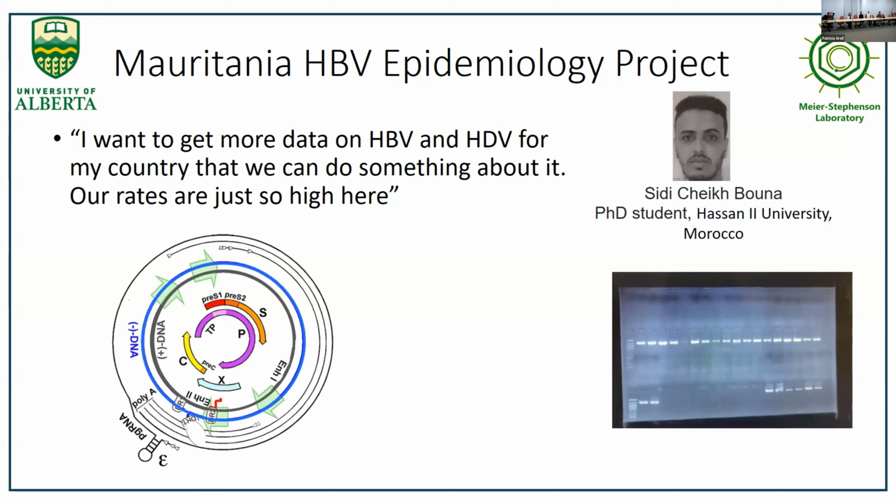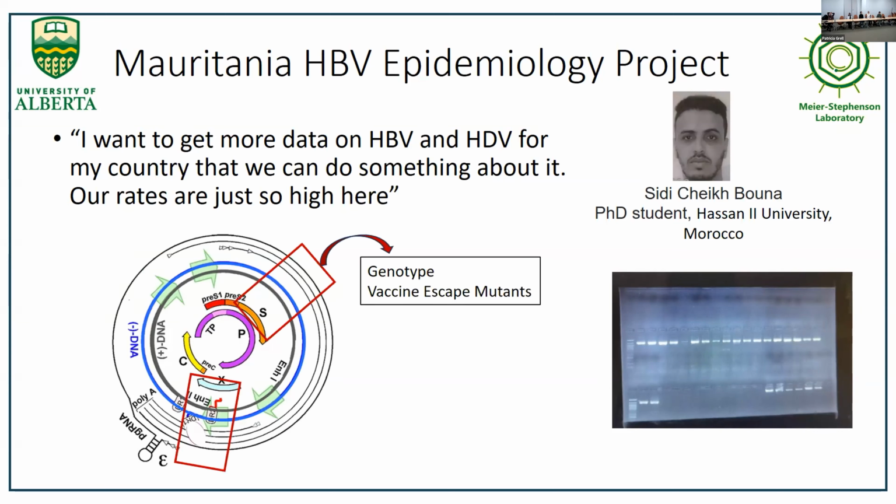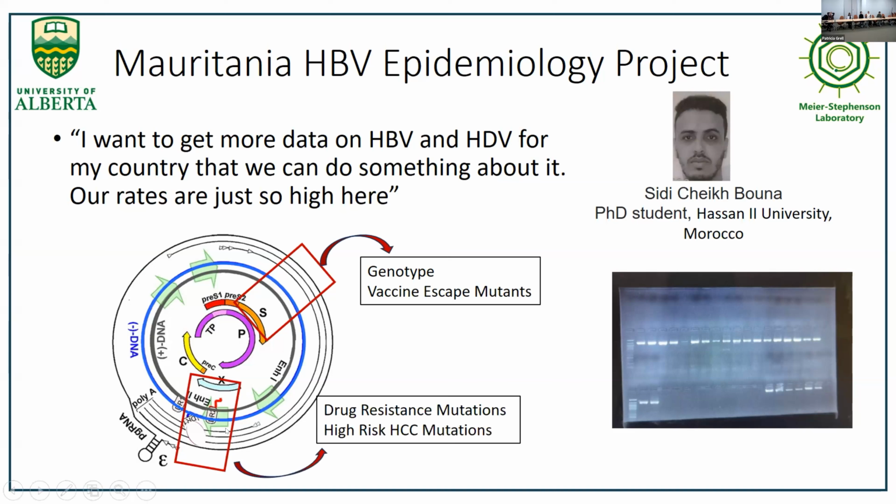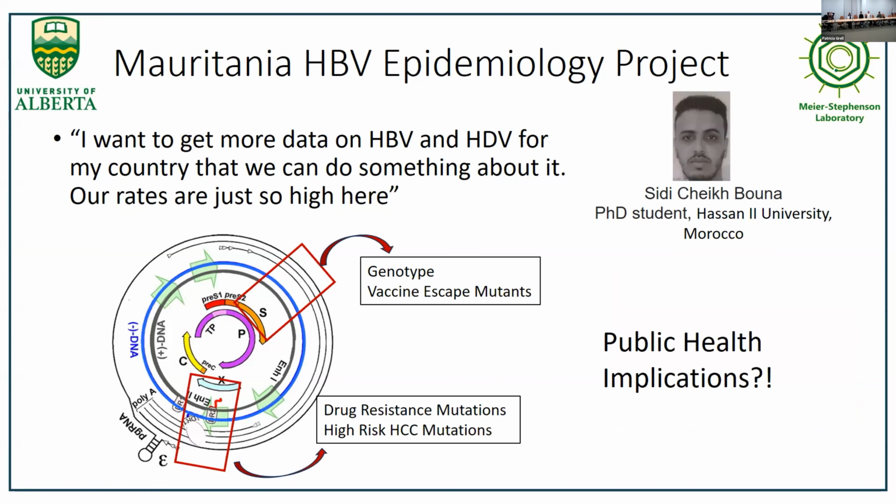But when we have the ability to do sequencing, we can check two sections of the virus. In one, we can tell the genotype and vaccine escape mutants. If we check the other section, we can get drug resistance mutations and high risk hepatocellular carcinoma mutations. For those of you who can think of what that might lead to for public health implications: for the genotype and the high risk HCC, as I mentioned, there are links to liver cancer.